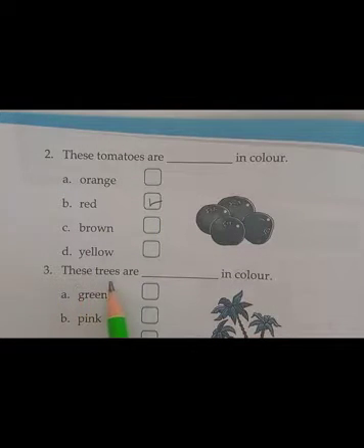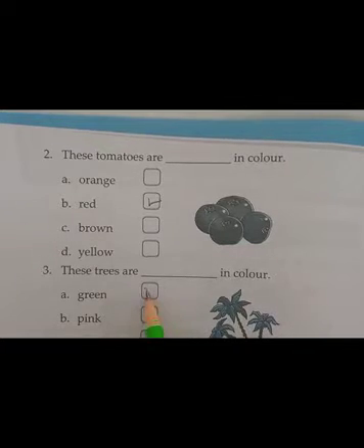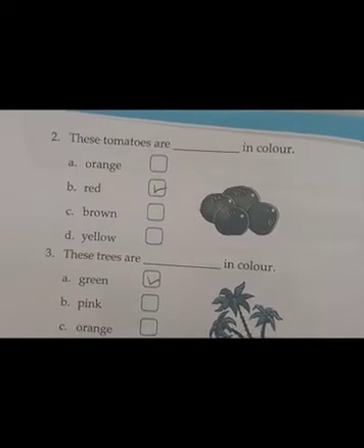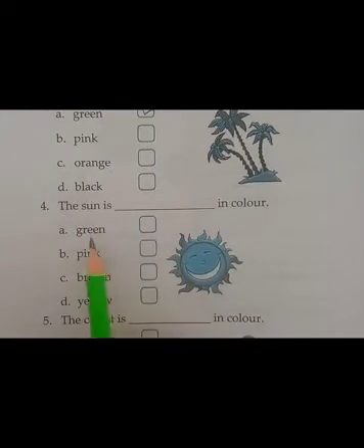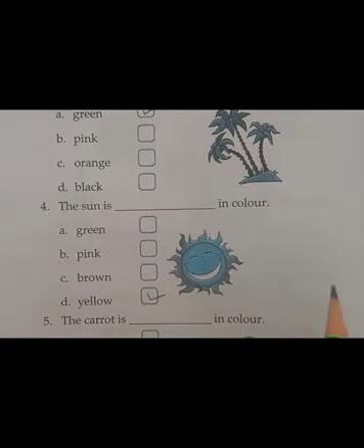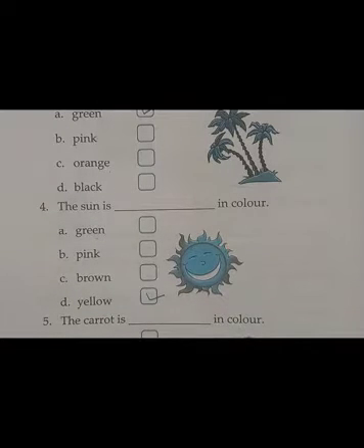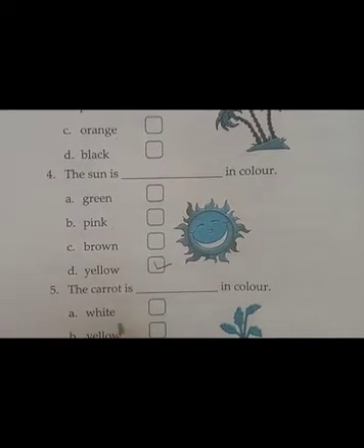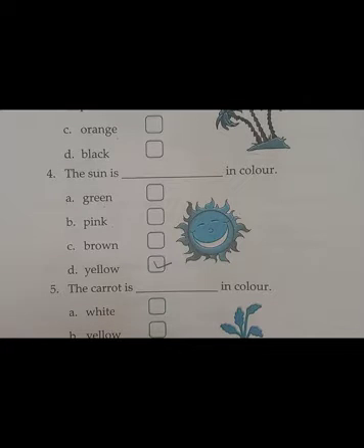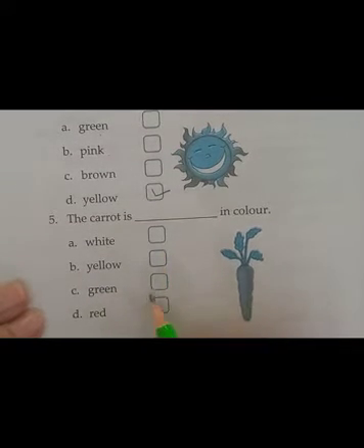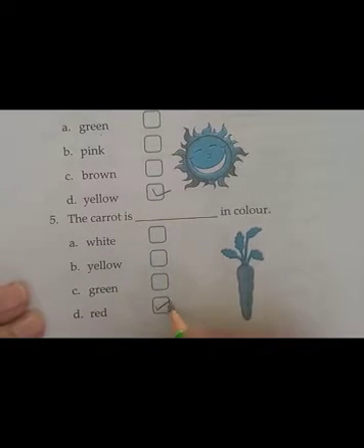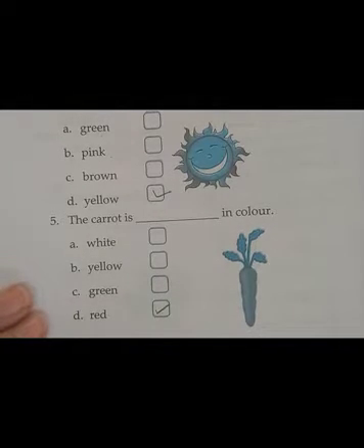Third, these trees are dash in color. Green, pink, orange, black. So, trees are green in color. So, put a tick mark before green. Fourth is the sun is dash in color. Green, pink, brown, yellow. So, sun is yellow in color. As we all know, the sun is yellow in color. The carrot is dash in color. White, yellow, green, red. So, what is the color of a carrot? Tell me, what is the color of a carrot? I think it is red. Okay, carrots are red. Now, next page.